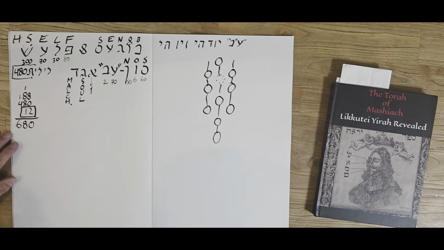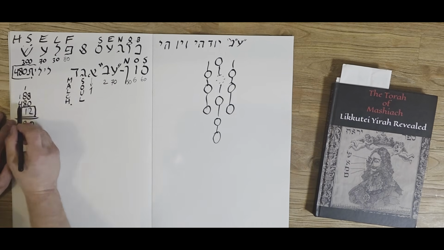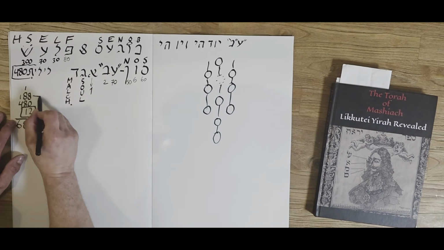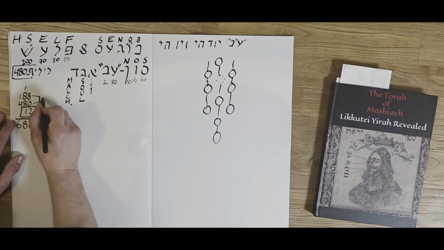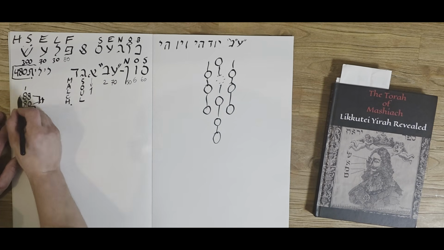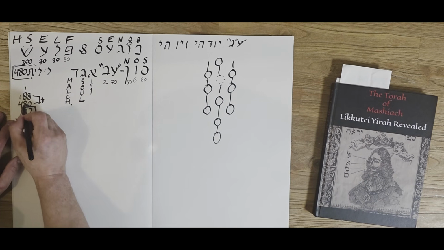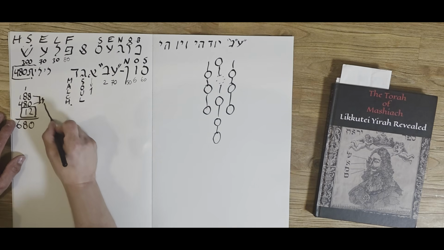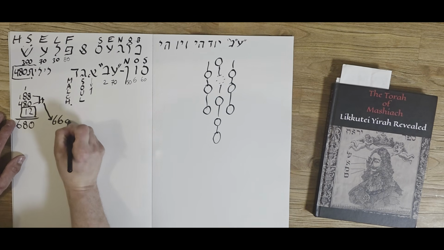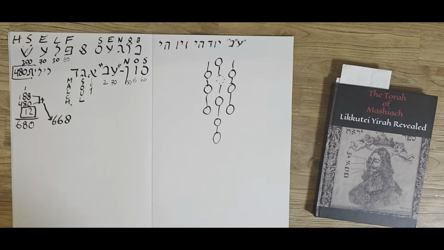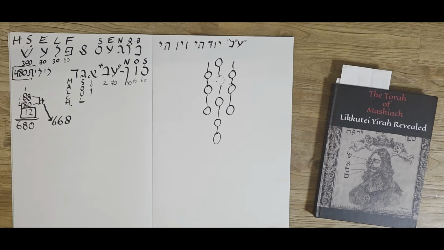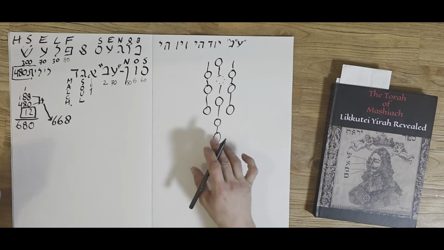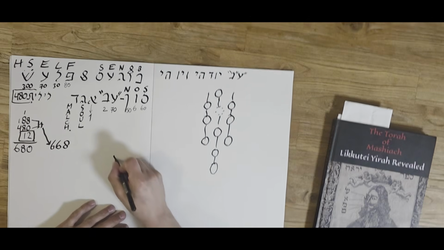So 680, we'll have to look at that, but really my calculation was about these 2, and they make a total of 668. 668. And I think I'll do that first.